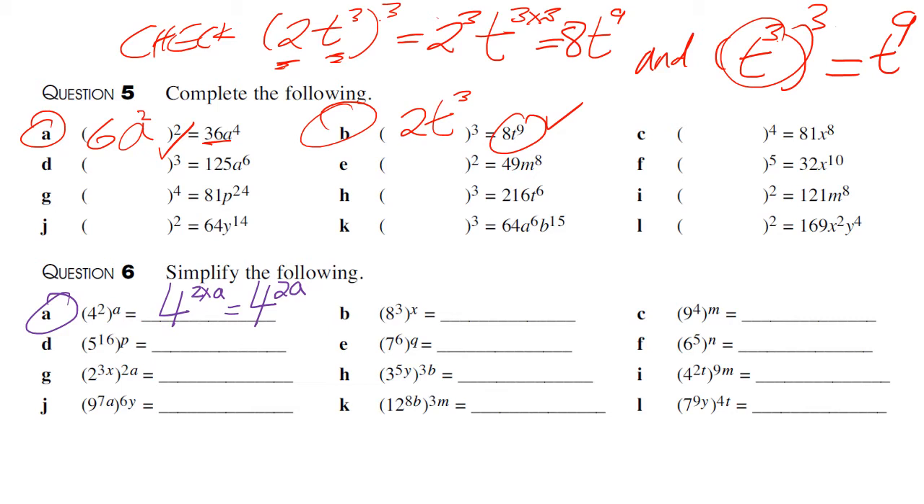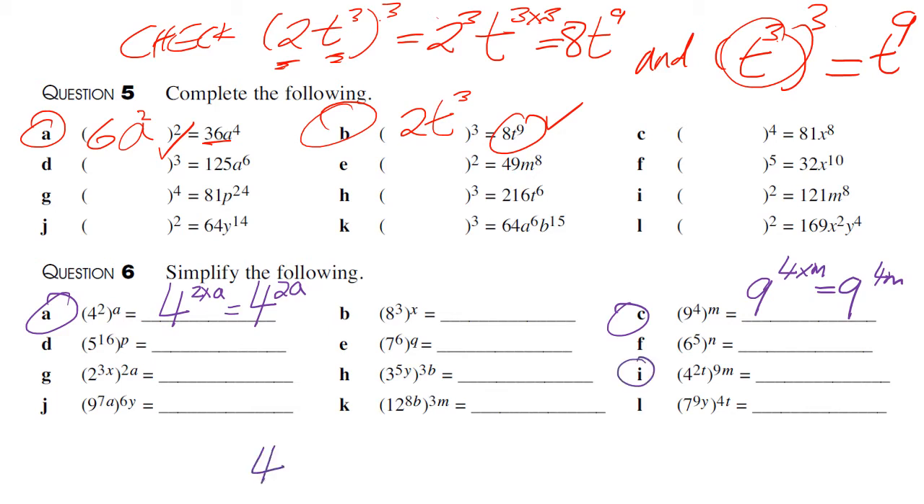Let's try C. 9 to the power of 4 to the power of m, which is just 9 to the power of 4 times m, or 9 to the power of 4m. Let's do a harder one. I'm going to try I with you guys.